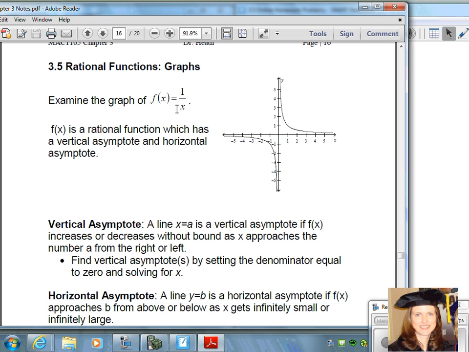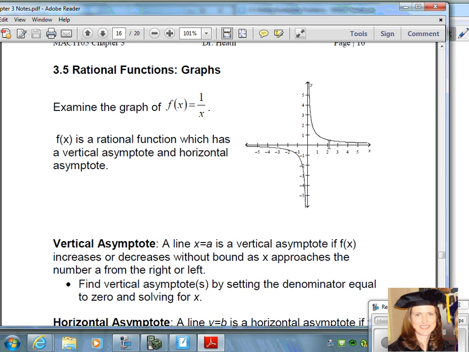In this example from the notes, we examine the graph of f of x equals 1 over x. You can make a table of values and plot the points, and you'll see that this is a rational function and it has a vertical asymptote. A vertical asymptote is a vertical line on the graph where the graph gets closer and closer to that vertical line as it approaches it from either the right side or the left side. You cannot put 0 into this function because you get a number over 0, which is undefined.